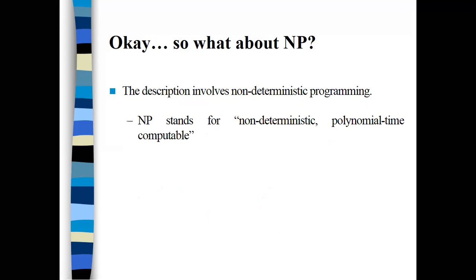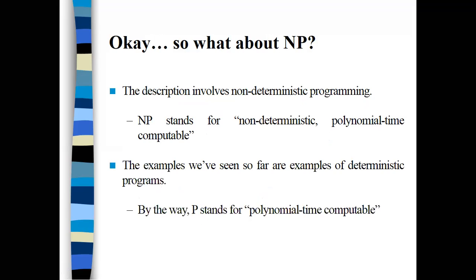So what about NP? The description involves non-deterministic programming, problems where you cannot determine what is happening or how you can solve it. NP stands for non-deterministic polynomial time computable problems, and the examples we have seen so far are deterministic problems that we easily solve. However, P stands for polynomial time computable, while NP is non-deterministic polynomial time computable.